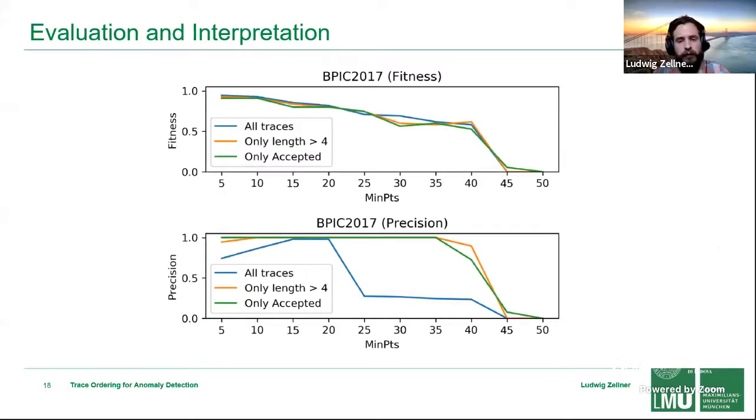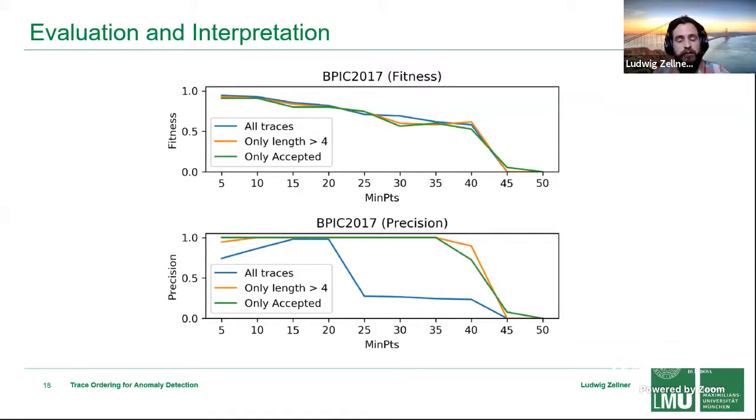So let us first take a look at the fitness and precision scores for the BPIC 2017. Here we compare these values against the min points parameter. The blue line contains all original cases, the orange line cases with a minimum length of 5, and the green one only accepted offers. We recognize a drop in both precision and fitness at min points equals 40, since small anomalies vanish when choosing min points greater than the size of the anomaly. So we have to choose min points significantly smaller than our expected anomaly size.